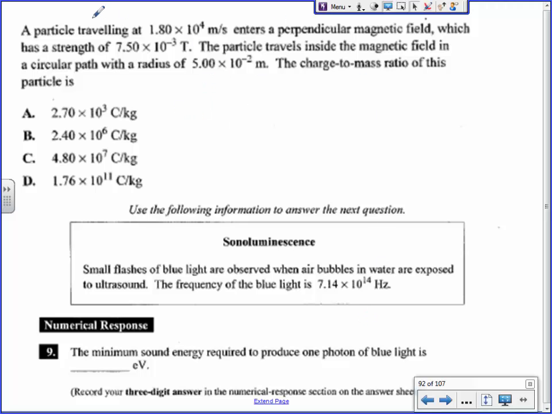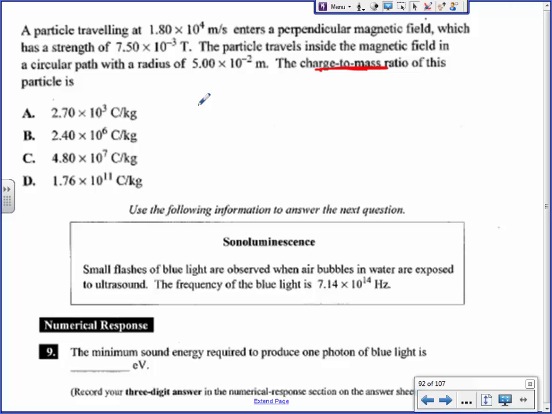Here's a math one, though. We've got a particle traveling at a certain velocity and entering a magnetic field, and I give you the magnetic field strength. The particle travels inside the magnetic field with a circular path of a radius, and we want to find the charge to mass ratio. Follow-up question. Who did this experiment? Who found the charge to mass ratio? Oh, this is good. J.J. Thomson. Thomson did the charge to mass ratio. Is that what you're going to say? Okay, so this was Thomson's experiment.